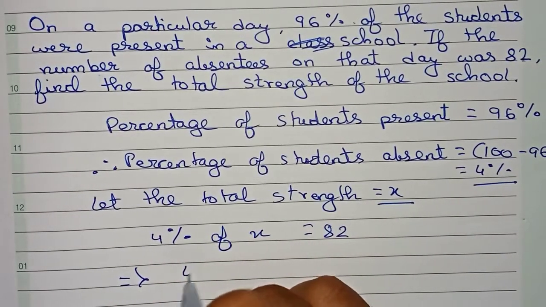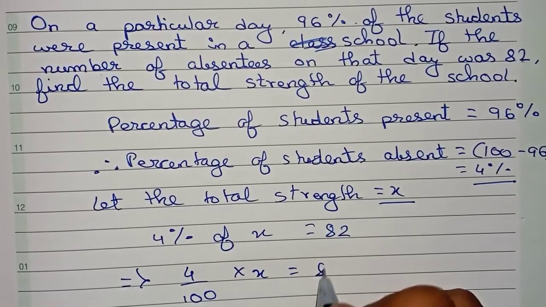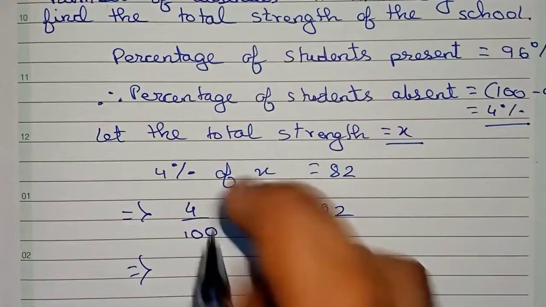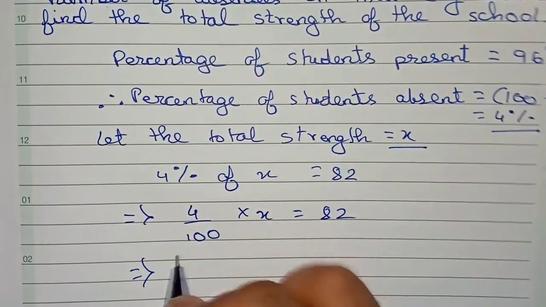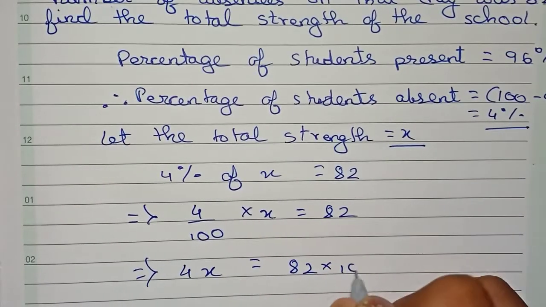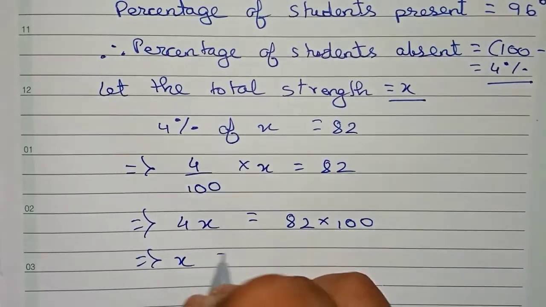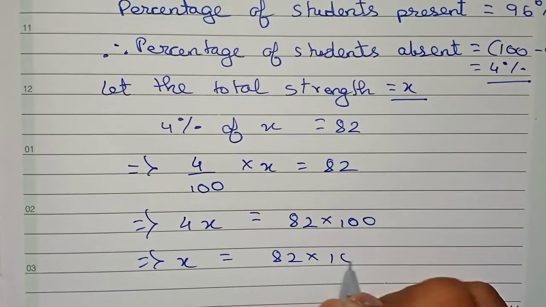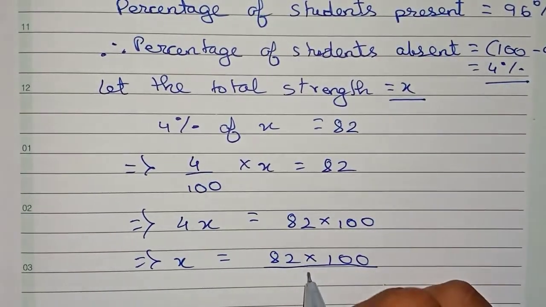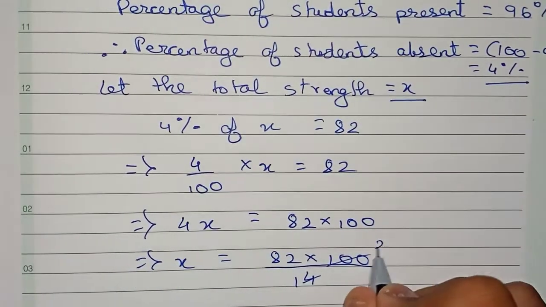First we write 4% as 4 by 100, and of means multiply, x equals 82. Now we take 100 to this side, so it goes for division, so it becomes 4x equals 82 into 100. Now we write x equals 82 into 100 by 4. Now 4 is going to this side, so it goes for division. Now solve this. First we cut 4 and 100, it will become 25.